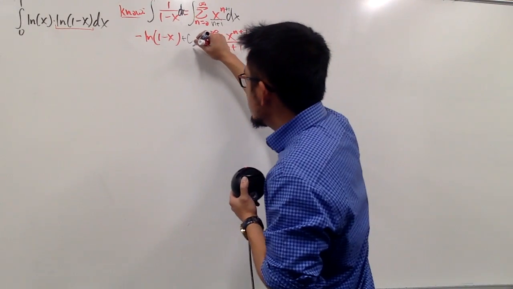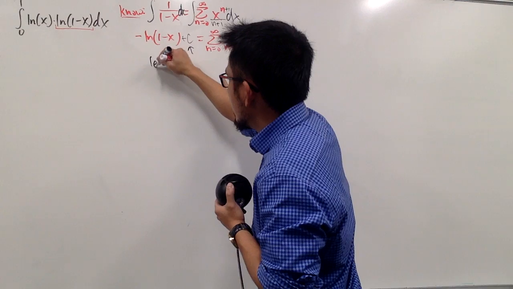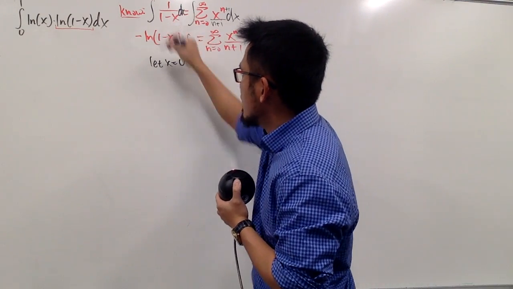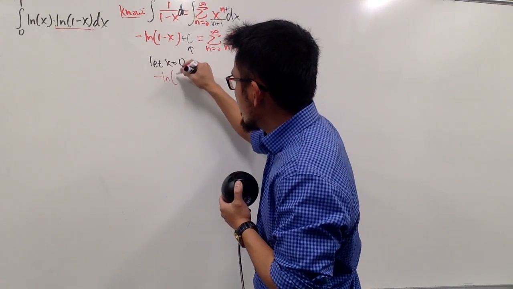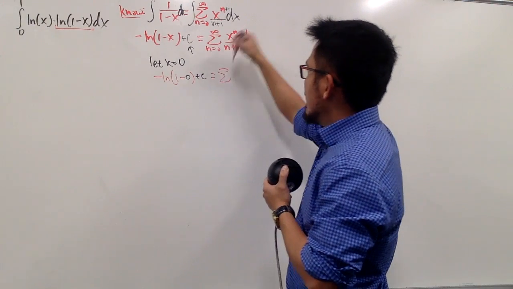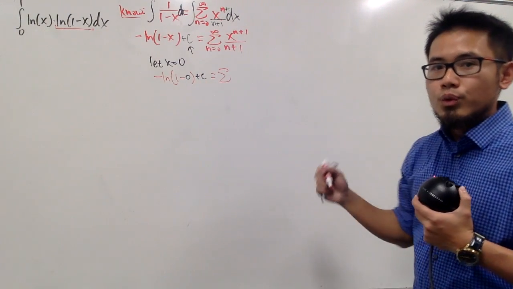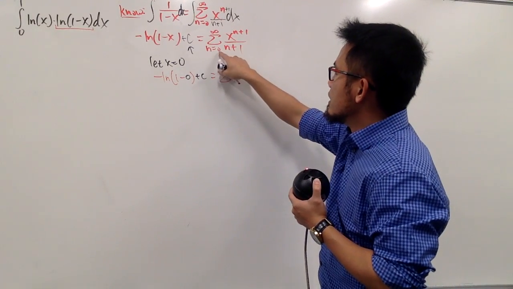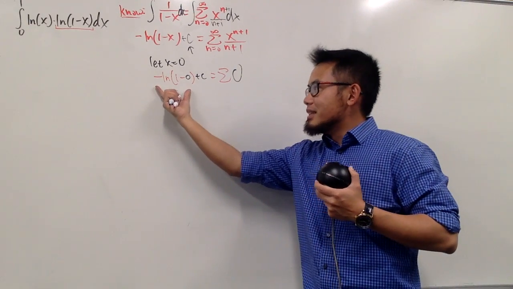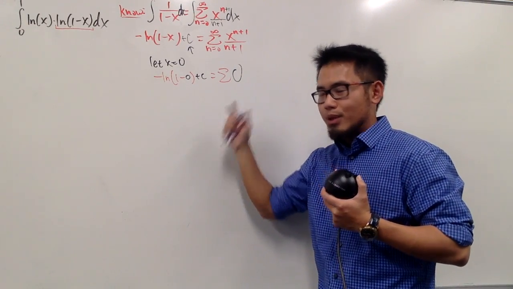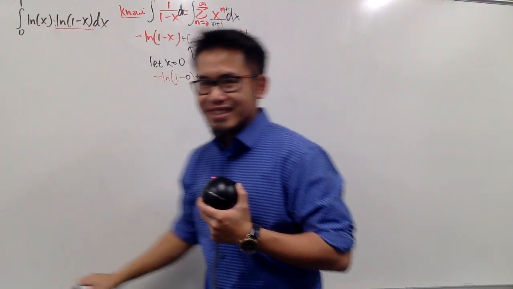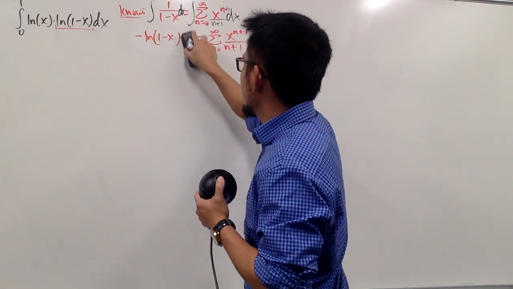And to figure out what this c is, I can just go ahead and let x equal 0. Because if you let x equal 0, on the left-hand side, you get negative ln of 1 minus 0 plus c, and this is equal to the sum, and plugging 0 into here, all the terms will give you 0. Because the first term is x to the first power, so you have all zeros right here. And this is just 0 plus c is equal to a bunch of 0, so c is equal to 0. This is the legitimate way to work this out. And now, I don't need to worry about this at all because c is just 0.